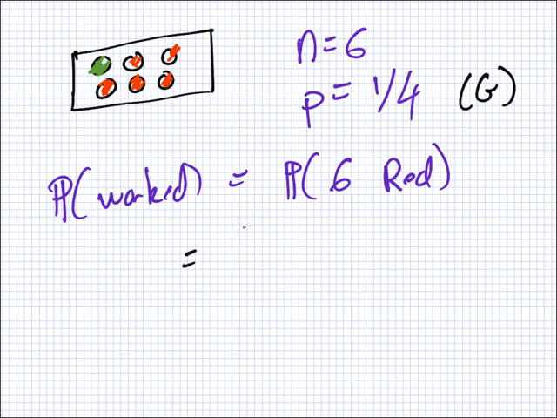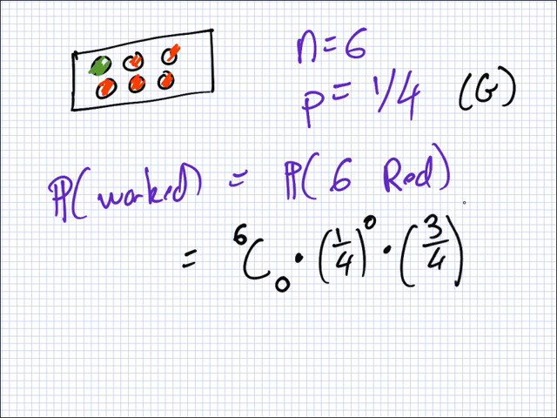So you should have, now there are 2 ways of thinking about this. You can think about this as getting 6 reds or as getting 0 greens. So it doesn't actually matter. You can have 6C0 or 6C6. It's the same number. So I'll just say greens. I want 0 greens times the probability of a green, and I want 0 of them, times the probability of a not green, and I want 6 of them.